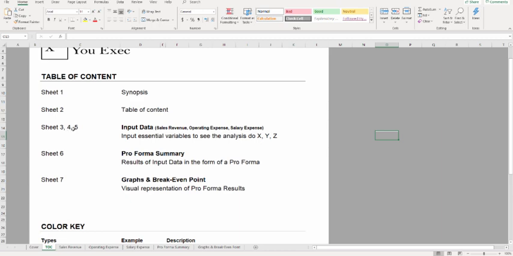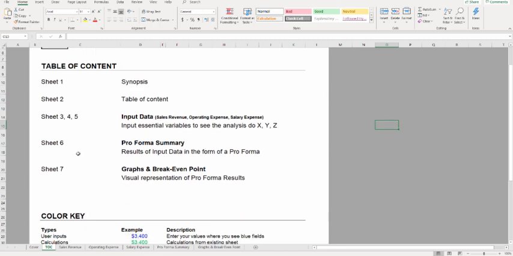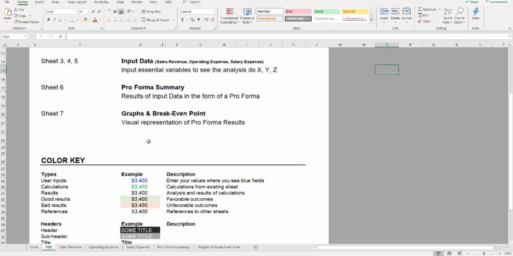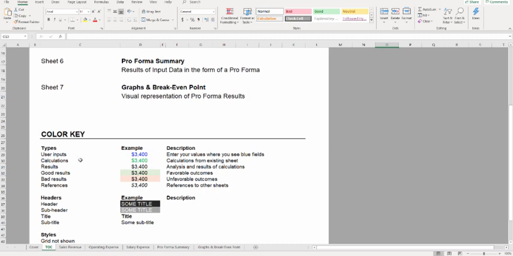Sheets 3, 4, and 5 are the input tabs for the end user to input their information. Sheet 6 is a summary of the information. Sheet 7 will contain graphs and a break-even chart, which really gives that visual representation of the pro forma results. A few housekeeping items for the file. User inputs are identified by the blue font. Calculations are then identified by the green font, and results are in the black font.